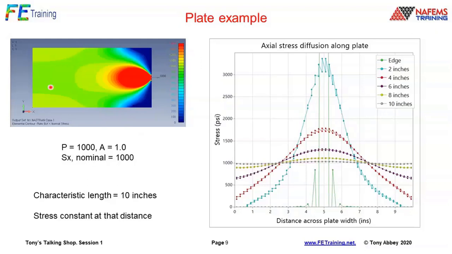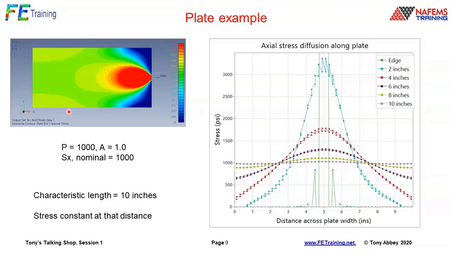And by the time we get here, there's one contour flip here as it kind of goes 999.5 to 1005 maybe, but to all intents and purposes, we've got a nice settled stress in here. So that characteristic length seems to be associated with the width of the plate in that particular case. So the stress becomes more or less constant after that distance.